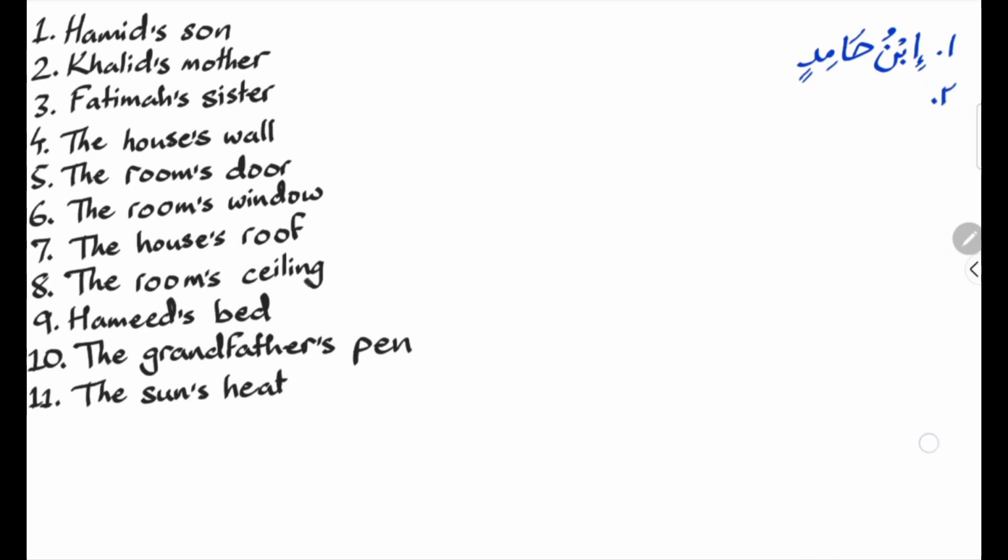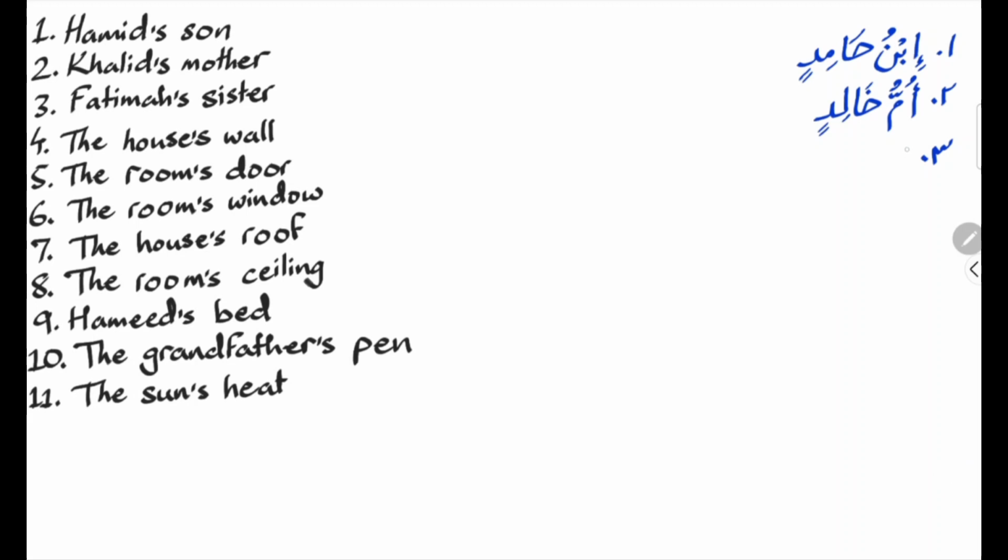Number 2 is Khalid's mother. Mother is the thing or the person being possessed, not in a literal sense, but she's the one being possessed. So mother is ummu. Then comes the mudaf ilayh, which is Khalid. So you bring Khalid and you add double kasras because it's the mudaf ilayh, and mudaf ilayh always gets double kasra.